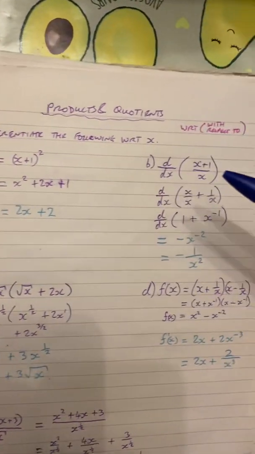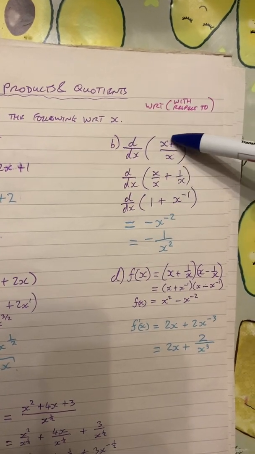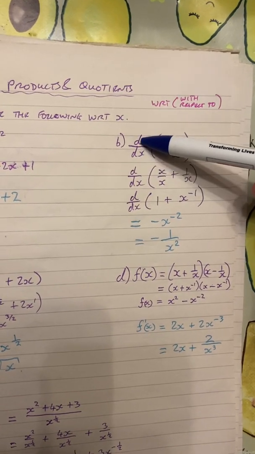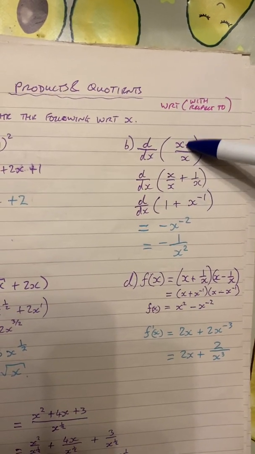Okay, for the second one, slightly different notation. This means differentiate what's in the brackets with respect to x. So it's d by dx of that. So it's not in differentiable form.